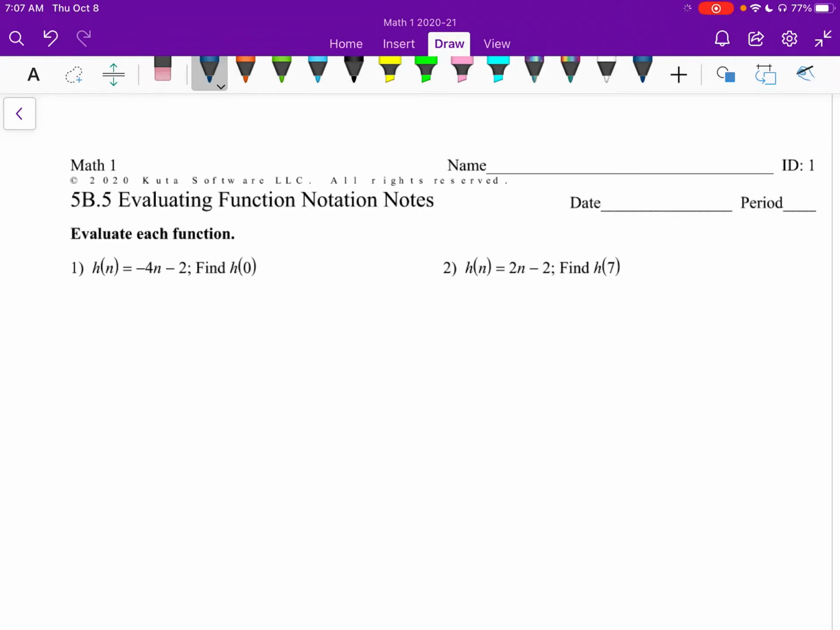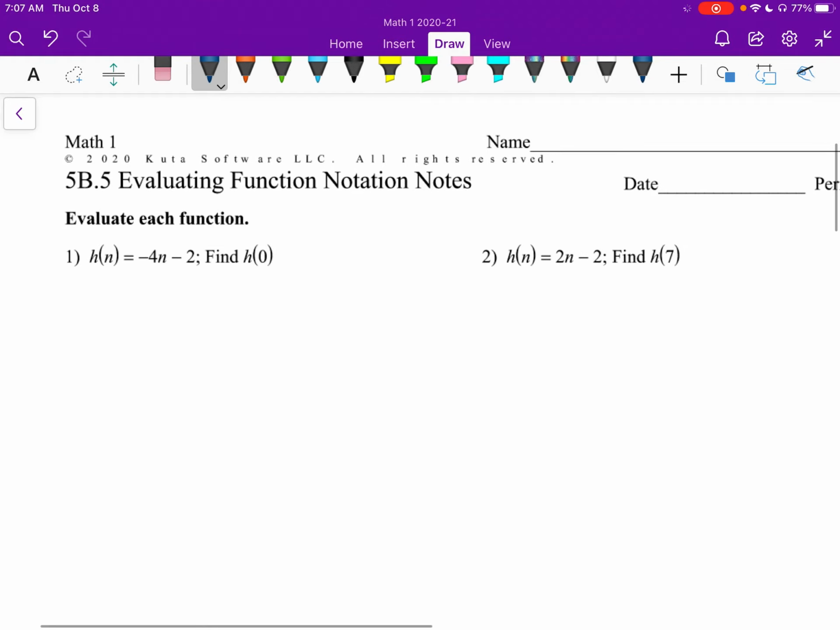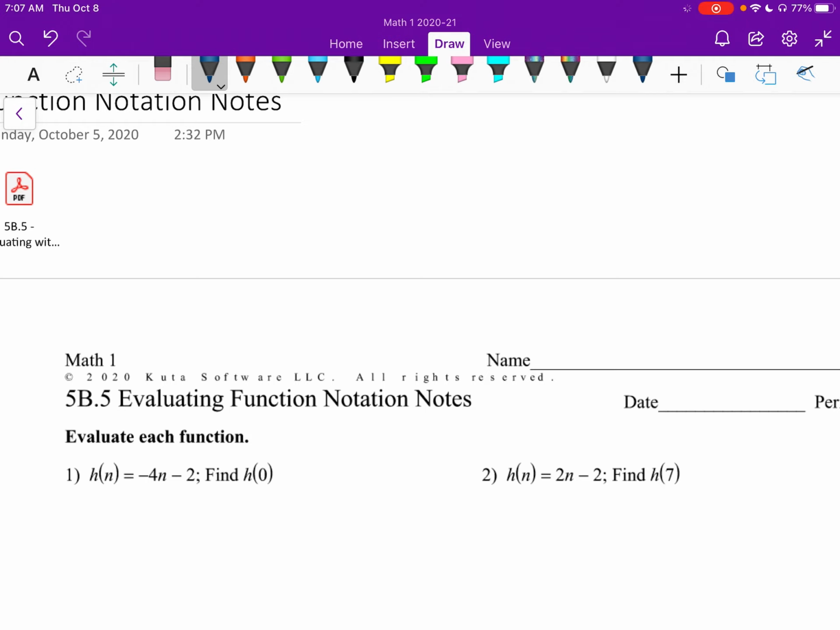All right, Math 1, evaluating function notation. So function notation is one of those things that sometimes annoy people, sometimes people like it. It can be kind of neat if you understand what you're doing, but let's first talk about this. Function notation means that if you'd normally have a function y equals, let's just say 2x plus 3, that's a line. We could rewrite that as f of x equals 2x plus 3.